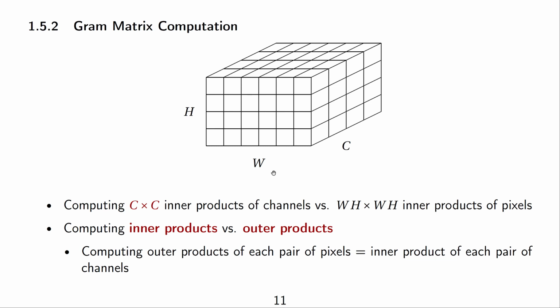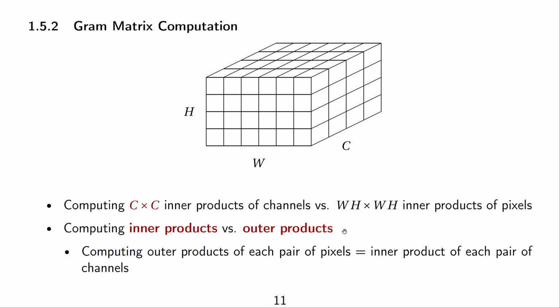Or we can compute inner products of pixels that each have C dimensions. So for example, this pixel here would have these C dimensions, and we can compute the inner product between this pixel here with this pixel up here, for example, or this pixel up there. Each of these pixels has C dimensions. And here, the thing that the authors propose is to compute inner products between channels. So the gram matrix will be C times C for this type of tensor.